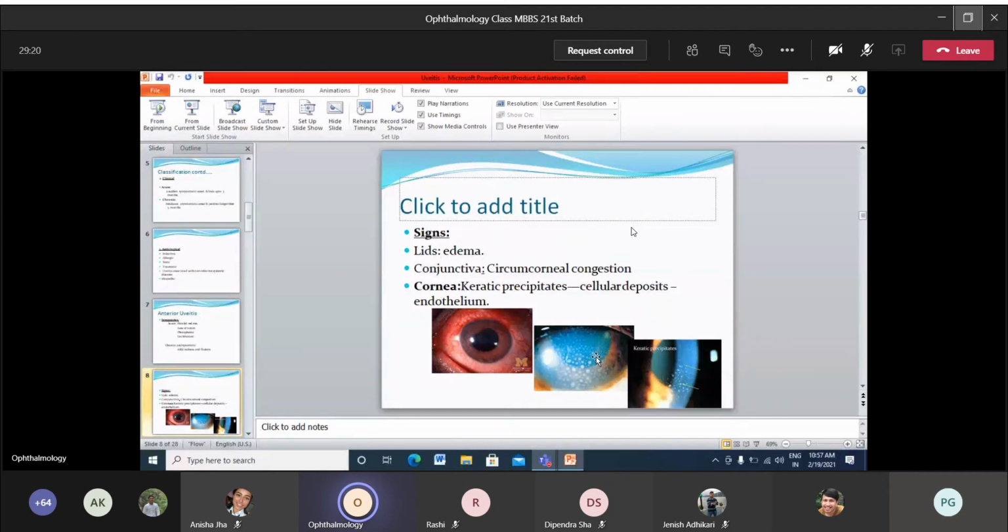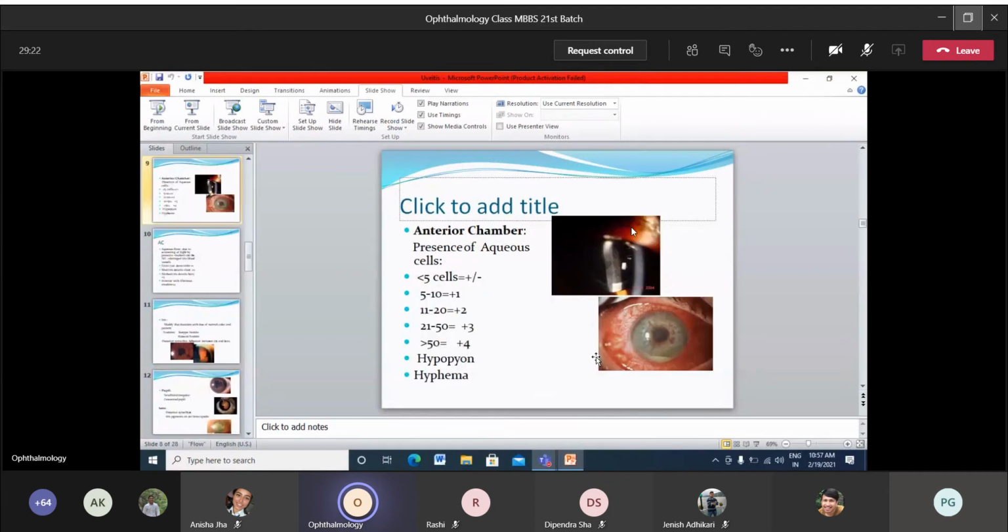Continuing on the other structures, in the anterior chamber you have cells, the presence of aqueous cells. Here in this picture, the presence of aqueous cells can be seen only under the slit lamp under magnification. There are certain ways of grading the cells. If it's less than 5 cells, plus minus; 5 to 10 is +1, 11 to 20 is +2, 21 to 50 is +3, and more than 50 is +4.